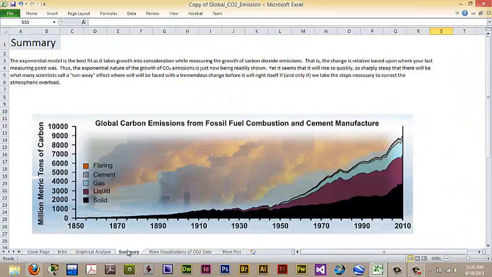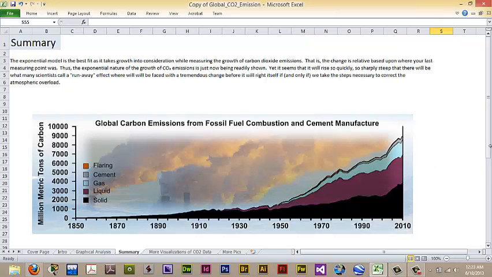Now, going on to our summary, like I say, the exponential model is the best fit, as it takes growth into consideration while measuring the growth of the carbon dioxide emissions. Okay, that is, the change is relative based upon where your last measuring point was. Thus, the exponential nature of the growth of CO2 emissions is just now being readily shown. It seems like we might get what scientists call a runaway effect.